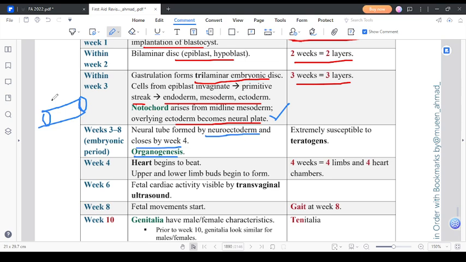And in the case of the posterior neuropore, if that does not close, the person can develop spina bifida, either occulta or other conditions like that. So these are the things that can be formed. So this is the 3 to 8 week embryonic period.